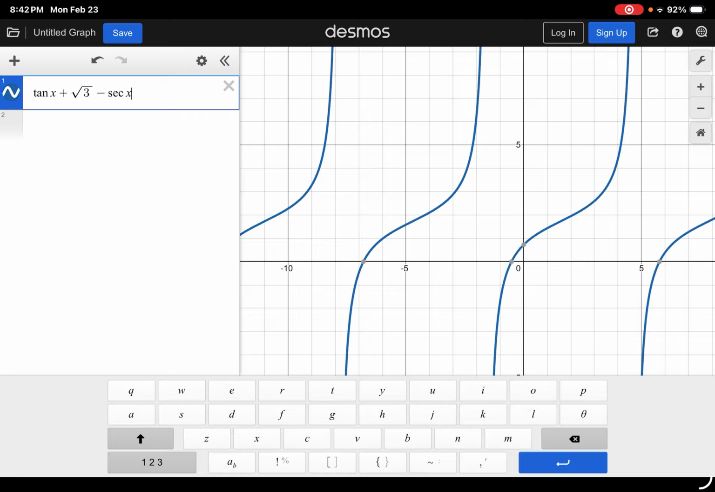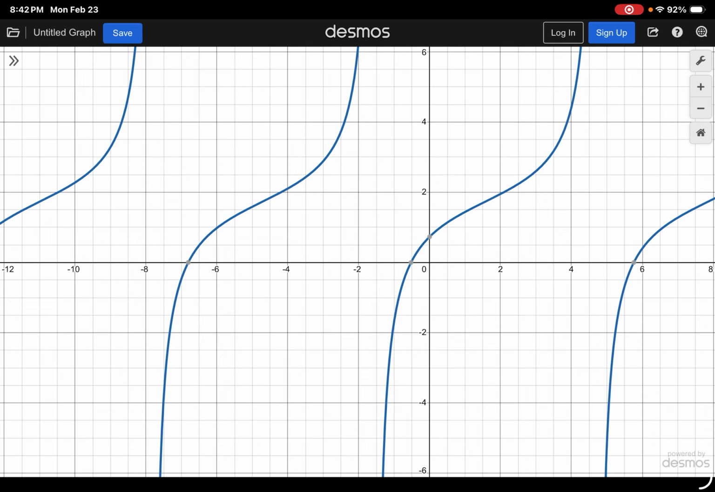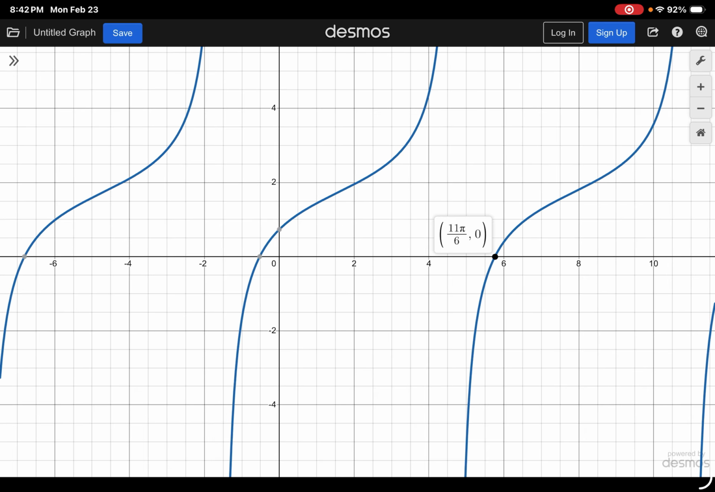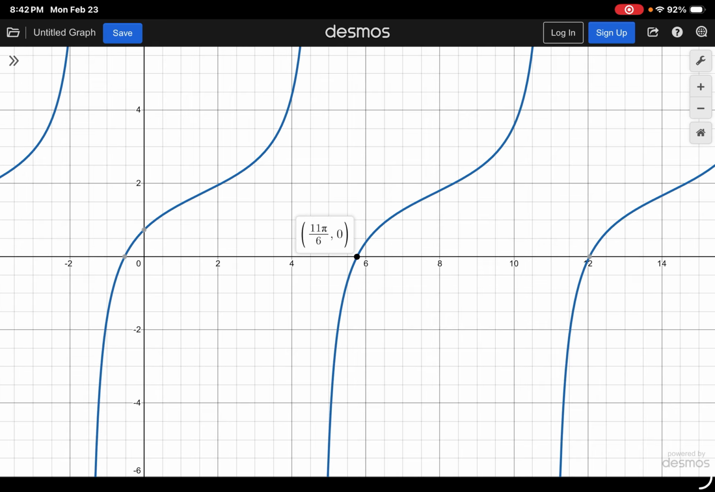Okay, so what we're trying to look for, right, are the x-intercepts. That's where the graph touches the x-axis, right? So if you look over here, if I click on the Desmos graph, you can see that 11 pi over 6 is in fact a solution. And then the next solution would be 23 pi over 6, right? And that makes sense. That's the period from here. 23 pi over 6, 11 pi over 6, basically you add another 2 pi. Okay, so the only solution, as you can see from the graph, is in fact 11 pi over 6.